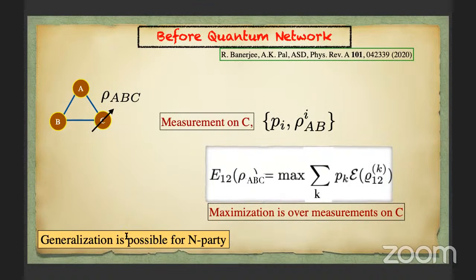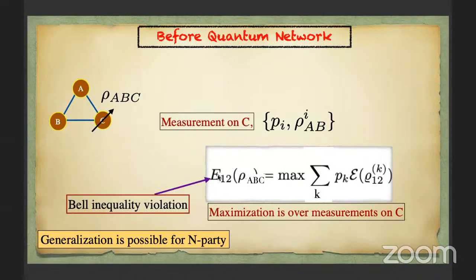It is possible to generalize this to an arbitrary number of parties, and this is known as localizable entanglement or entanglement of assistance, by Bennett and others. We have done some recent work; if you are interested, you can look at how it behaves under noise.